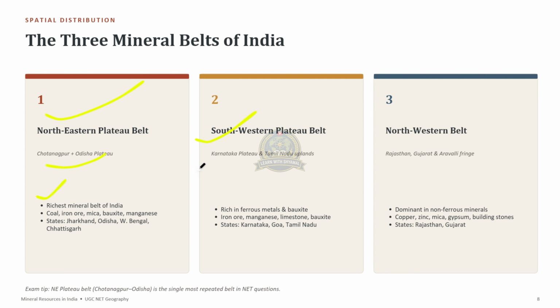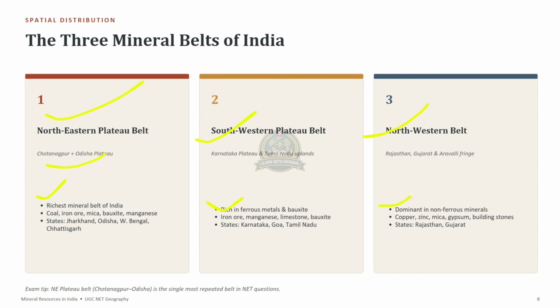Second, the Southwestern Plateau Belt: Karnataka Plateau and Tamil Nadu uplands, rich in ferrous metals, iron ore, manganese, limestone and bauxite, covering the states Karnataka, Goa, Tamil Nadu. Third, the Northwestern Belt: Rajasthan, Gujarat and Aravalli Plains, dominant in non-ferrous minerals: copper, zinc, mica, gypsum, building stones.